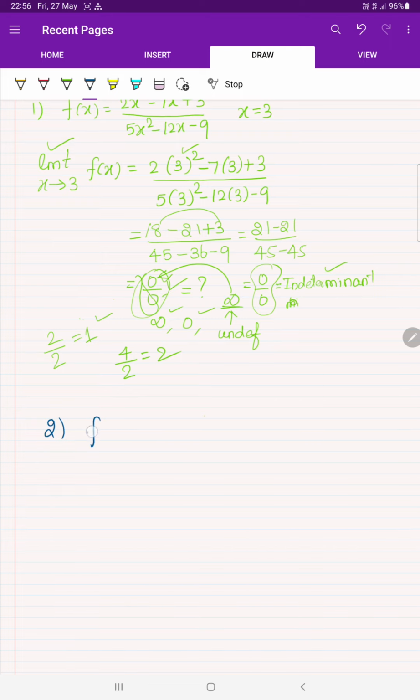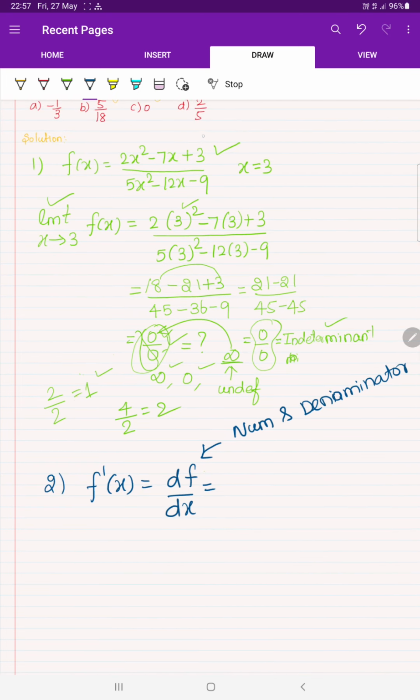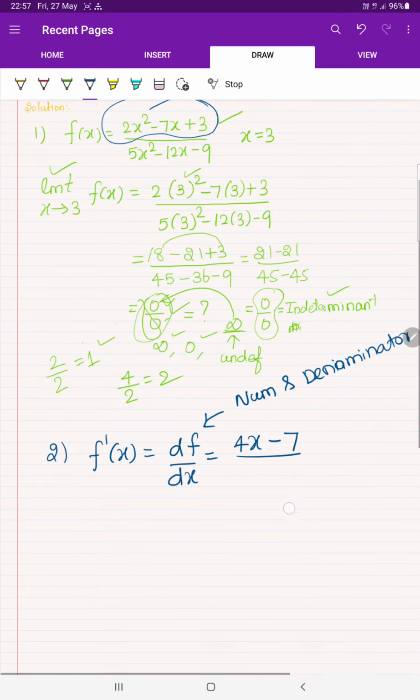The second step is we have to find the value of f dash of x. F dash of x means basically df by dx. We have to differentiate the function in both numerator and denominator separately. You need not confuse your denominator with the numerator. Do the differentiation separately. Take the numerator alone. In the numerator, we have 2x square minus 7x plus 3. If I differentiate the numerator, 2x square will give you 4x, minus 7x will give you 7, plus 3 is a constant, so the differentiation of a constant will become 0.